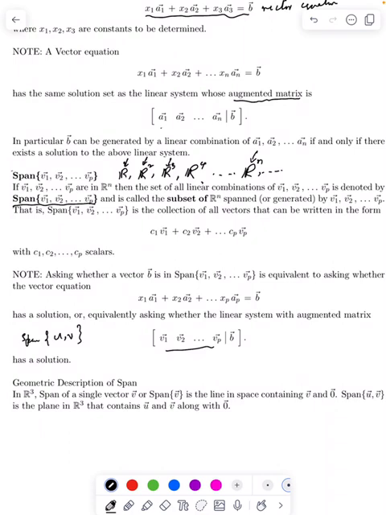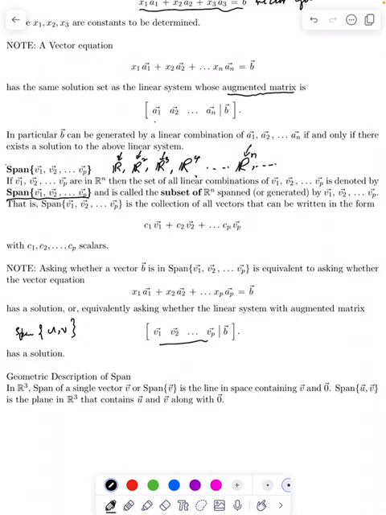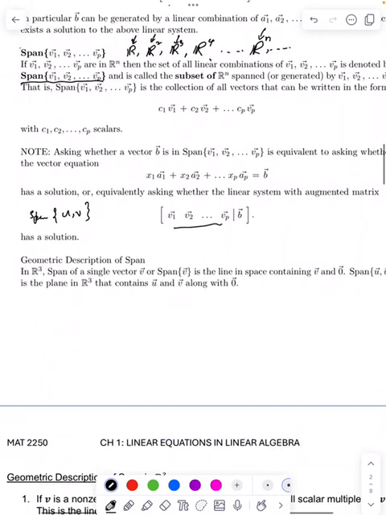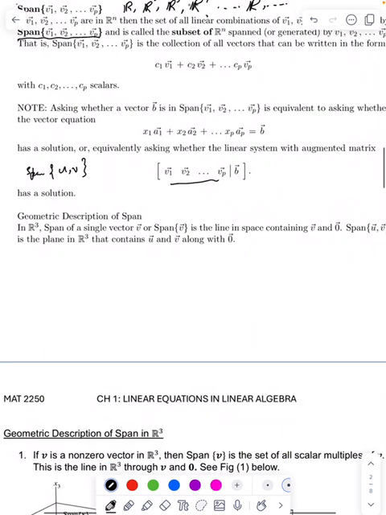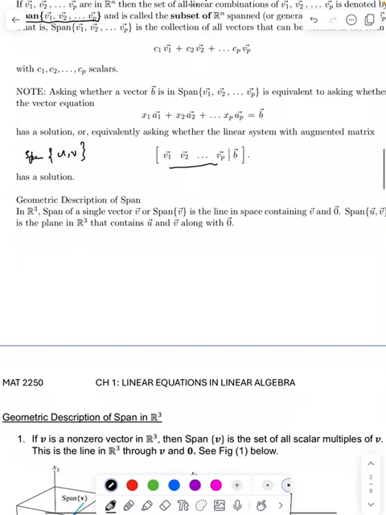So how can we see it geometrically? Well, in R3, the span of a single vector, span v, that's how we write it, is the line in space containing the vector v and the vector 0. And the span of u, v, the span of two vectors, is the plane in R3 that contains u and v along with 0. So here is a geometric description of the span in R3, and then we will see this span in R2 as well.